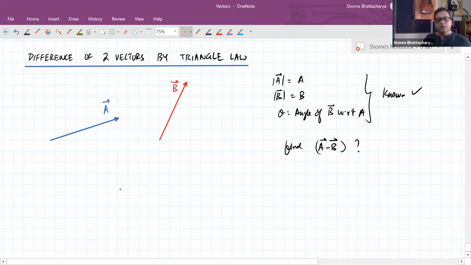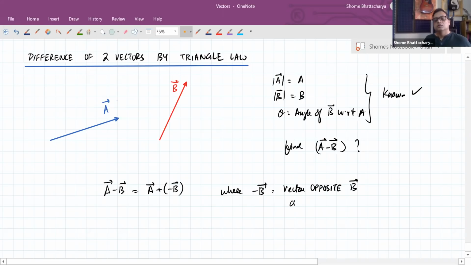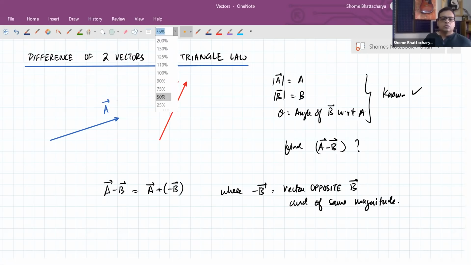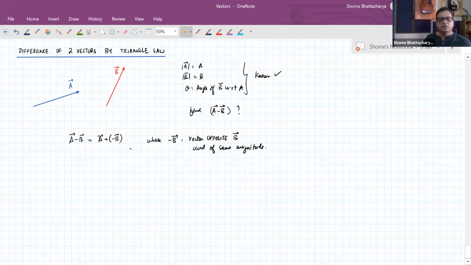So first of all, we interpret this vector difference as the sum of the vector A with the vector minus of B, okay, where minus of B is a vector opposite to B but of same magnitude. So what we have to now do is we have to construct a triangle where we are adding the vector A with the vector minus B. So that vector triangle will now look like this.